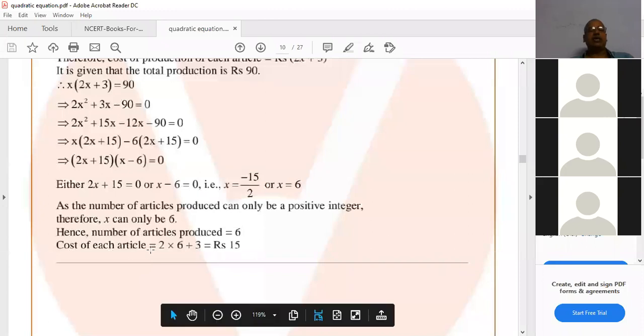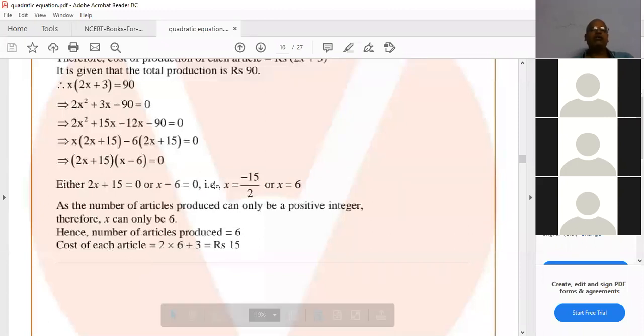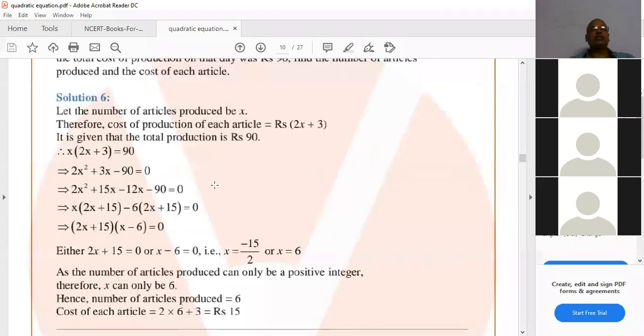Cost of each article is 2 sixes are 12 plus 3, 15 rupees. If you multiply both, you will get 90. 15 sixes are 90. That is the answer, Amma. Once again, I am explaining this sum.